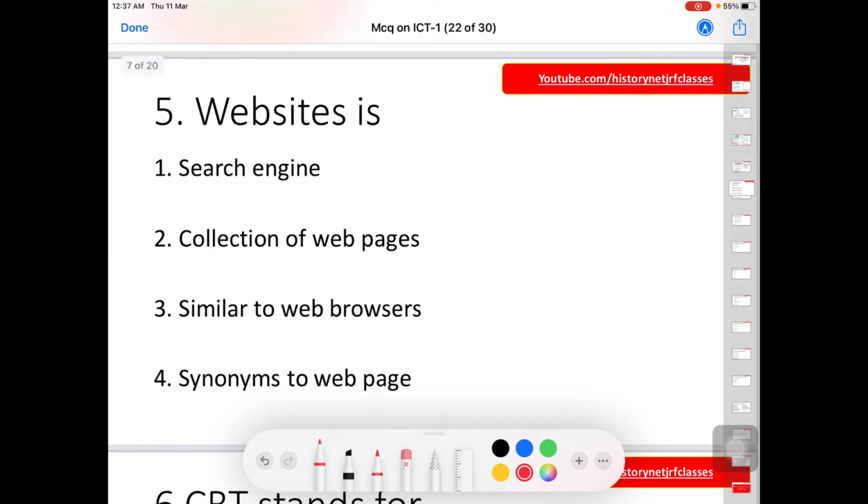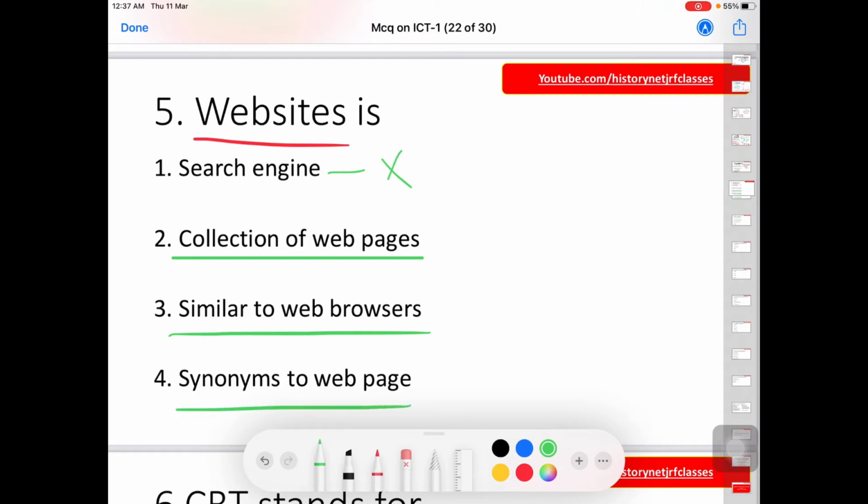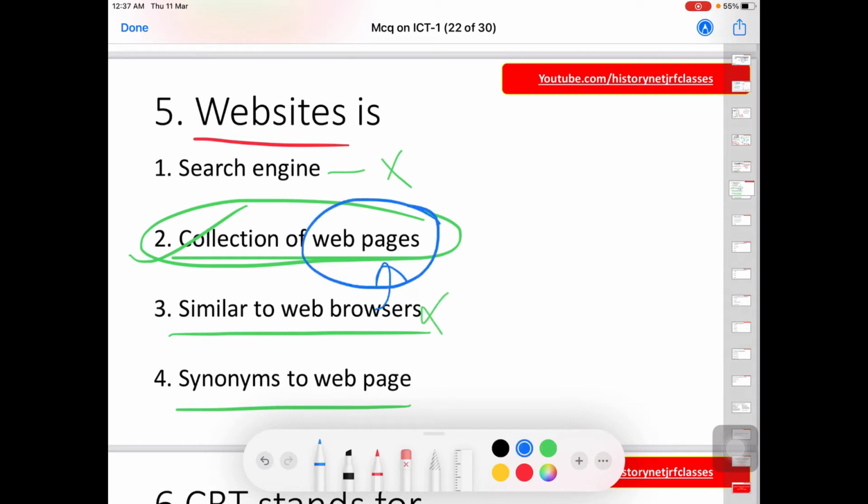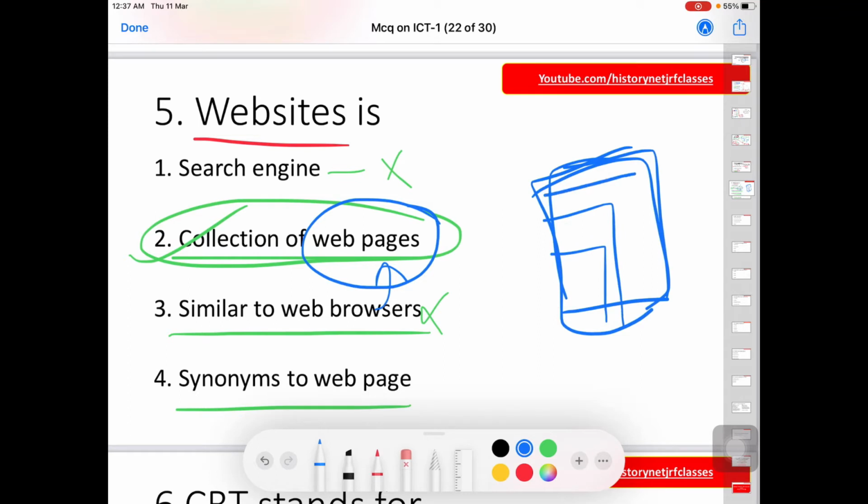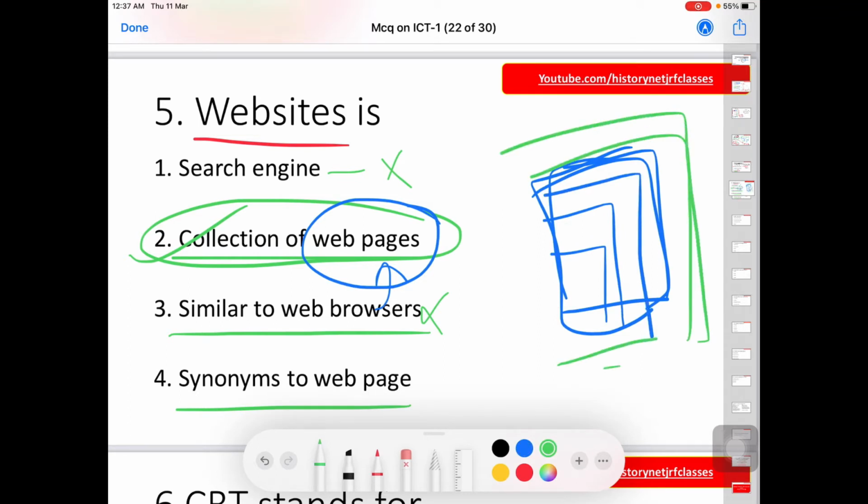Next question is, website is what? A search engine? No. A collection of web pages, similar to web pages, synonymous with web page. So it is a collection of web pages. It is not similar to a web browser. A web browser helps to retrieve information from the web pages, from the websites, but a website is a collection of web pages. If you visit any website, there you will have multiple pages and multiple files. The collection of those files is known as a website. That is, a site of web pages.